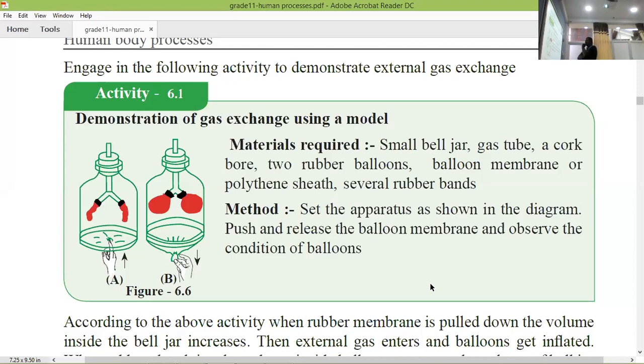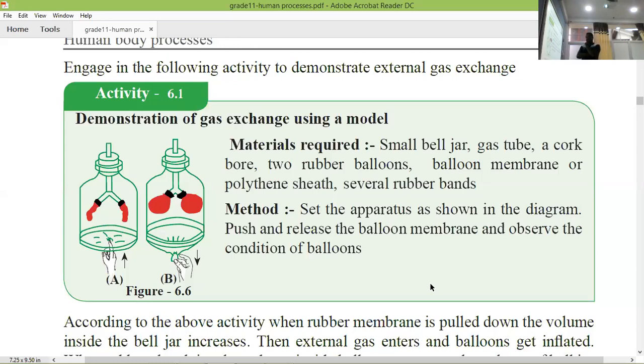This is very similar to our inspiration. So the balloon membrane which you pull acts as the diaphragm. See what happened to the diaphragm? Diaphragm moves down. Similar thing happened to the balloon membrane. Then the two balloons inside the bottle act as your lungs. Then the U-tube, to which the balloons are fixed, acts as the trachea. Okay, so this is a very simple but active model.